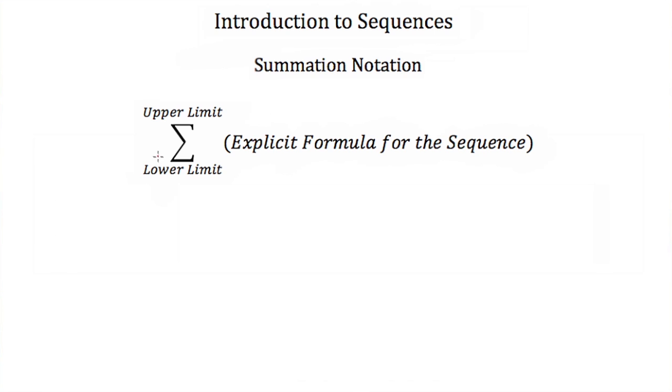Summation notation is basically this sigma sign, this crazy E. And then we have our upper limit of n, how many terms we're going to have, that's our upper limit. And then our lower limit is whatever term we're starting with. Usually, this is 1. And then next to this sigma sign, we put the explicit formula for our sequence.